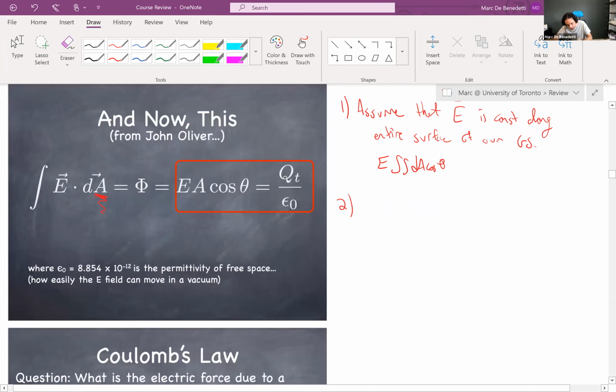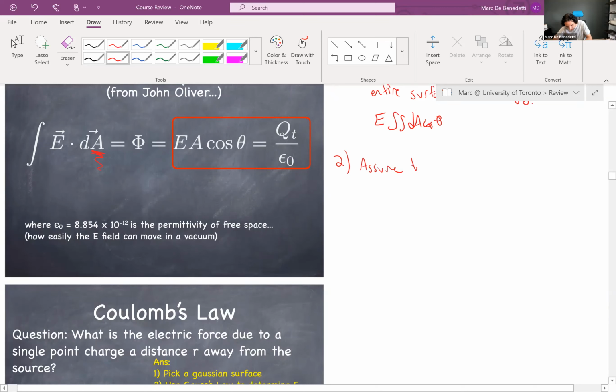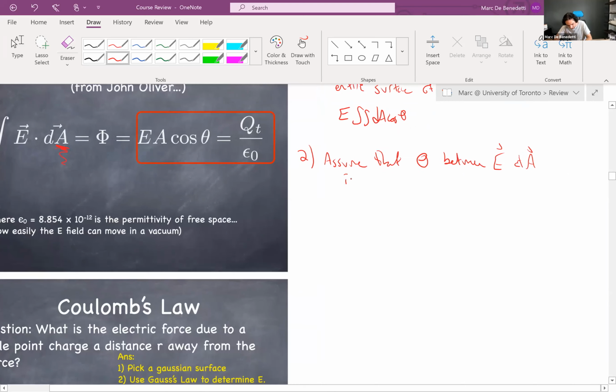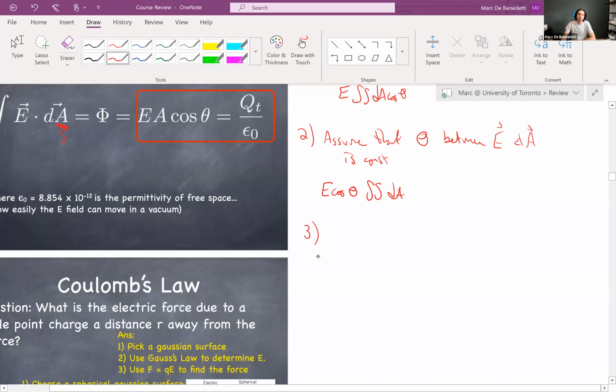And then assumption two, we said assume that the theta value between the E field and the area is constant. And again, this is not true for every Gaussian surface. You have to be very specific and choosy with what surface you pick to make these assumptions happen. If this is true, then you can also factor out the theta dependence, and you get E cos theta times the integral of dA. And then the third assumption is where we're having to integrate dA, and we know the integral of dA is just A, in the same way that the integral of dx is just x.